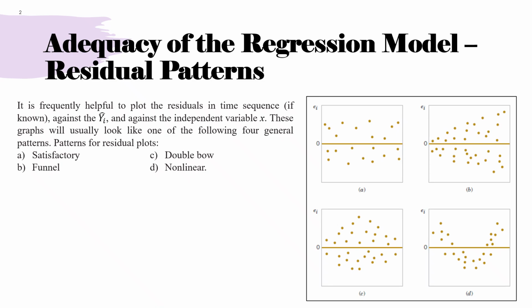Panel D, curved pattern, model misspecification. The residuals show a systematic curved pattern rather than random scatter. This means the linear model is not capturing the true relationship. A nonlinear term or higher order model may be needed. And this suggests the order of the model is incorrect.